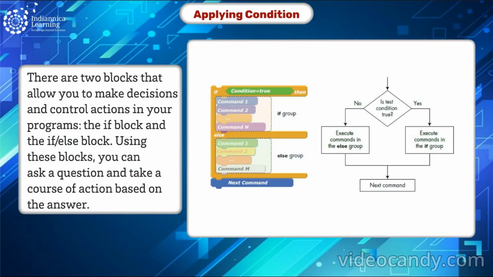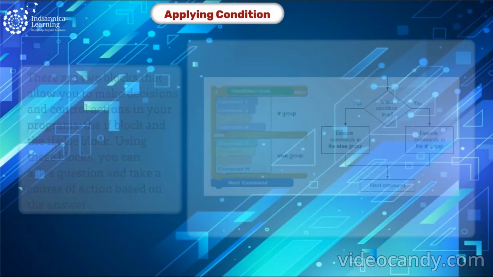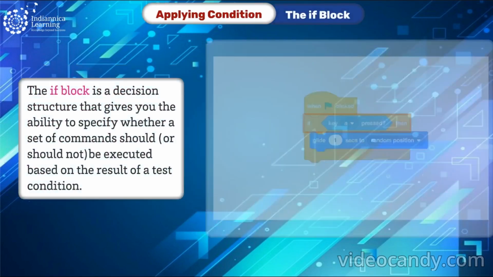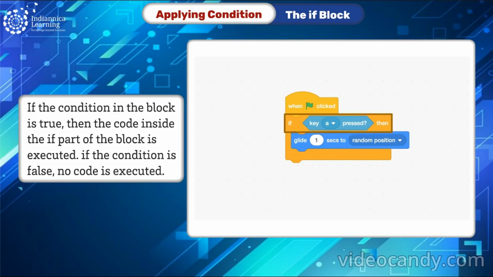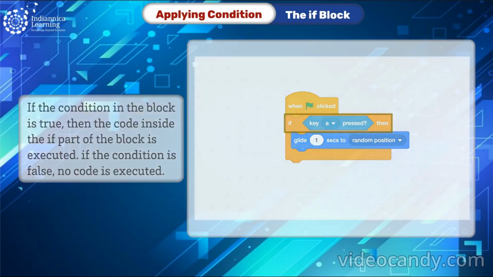Using these blocks, you can ask a question and take a course of action based on the answer. The if block. The if block is a decision structure that gives you the ability to specify whether a set of commands should or should not be executed based on the result of a test condition. If the condition in the block is true, then the code inside the if part of the block is executed. If the condition is false, no code is executed.